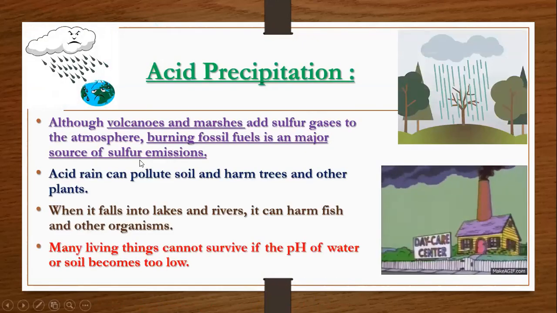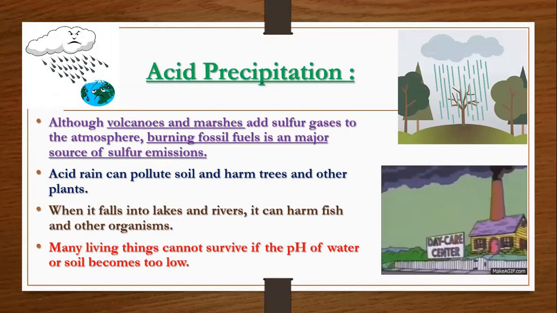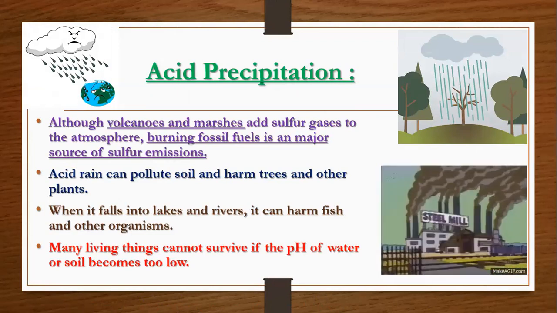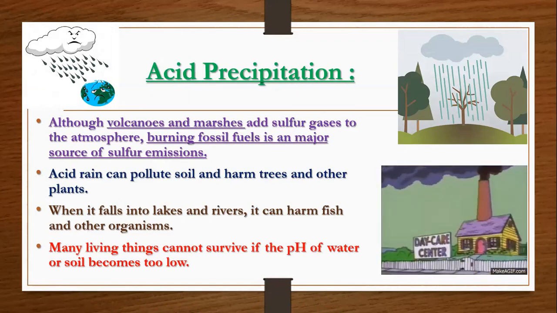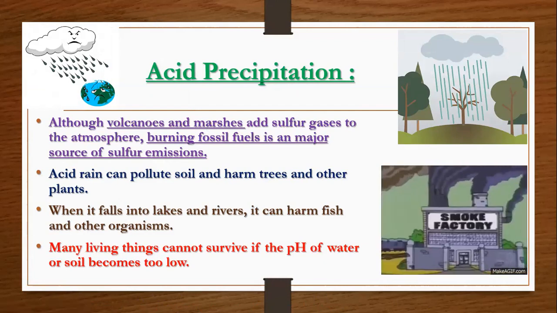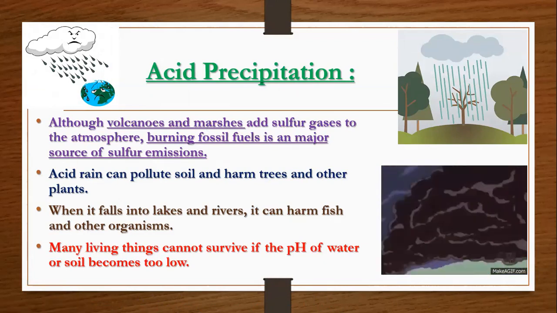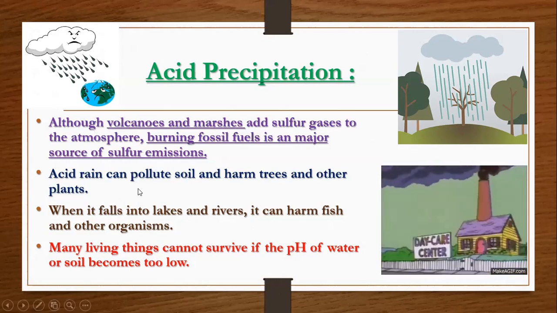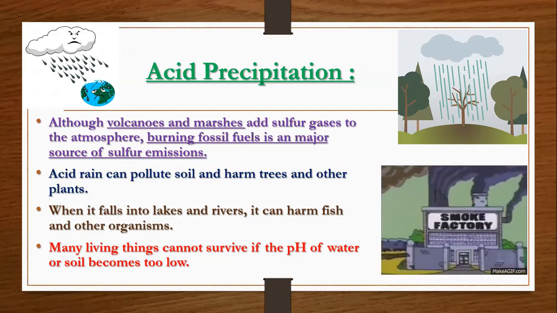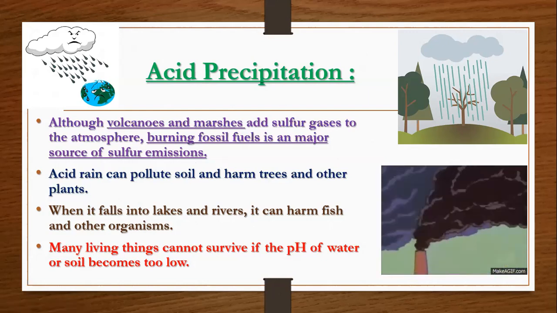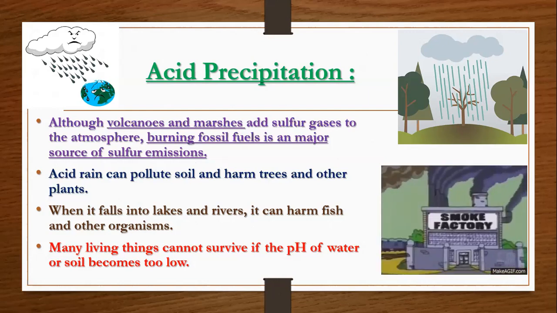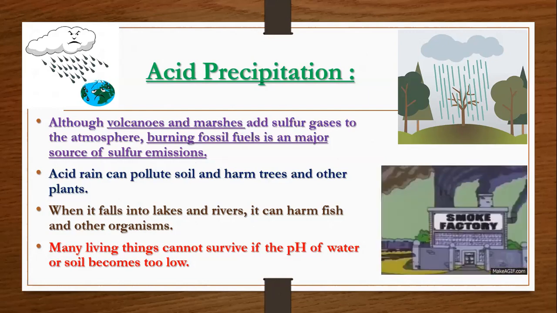What are the causes? Natural causes, the volcanoes. When a volcano erupts, what will happen? Some gases or compounds such as sulfur oxide, nitrogen oxide, and carbon dioxide go into the atmosphere and react with the water vapor and form acidic compounds. And some marshes, which are wetlands, with plants in this area, produce sulfur. And the main cause of acid precipitation? Burning fossil fuels, human activities. Burning fossil fuels is the major source of sulfur emissions. When the sulfur compounds react with water vapor, they produce acid precipitation.